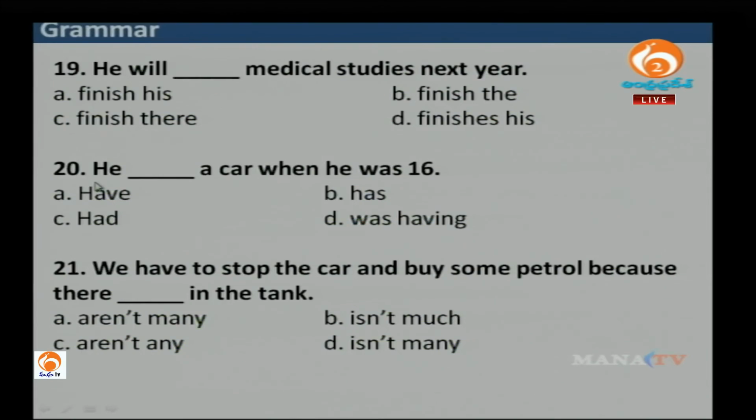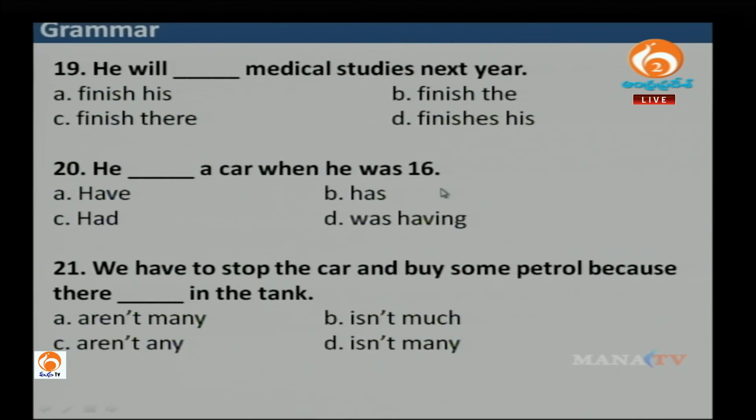A lot of people use the having form when it's not appropriate. For example, they say I couldn't come because I was having a headache. When you say having, it means you're consuming it. So you cannot consume a headache. Neither can you consume a car. So you can't say I'm having a car, we can go together. That's absolutely incorrect. All right. So question number 20. He had a car when he was 16, because I'm talking about the past tense here.